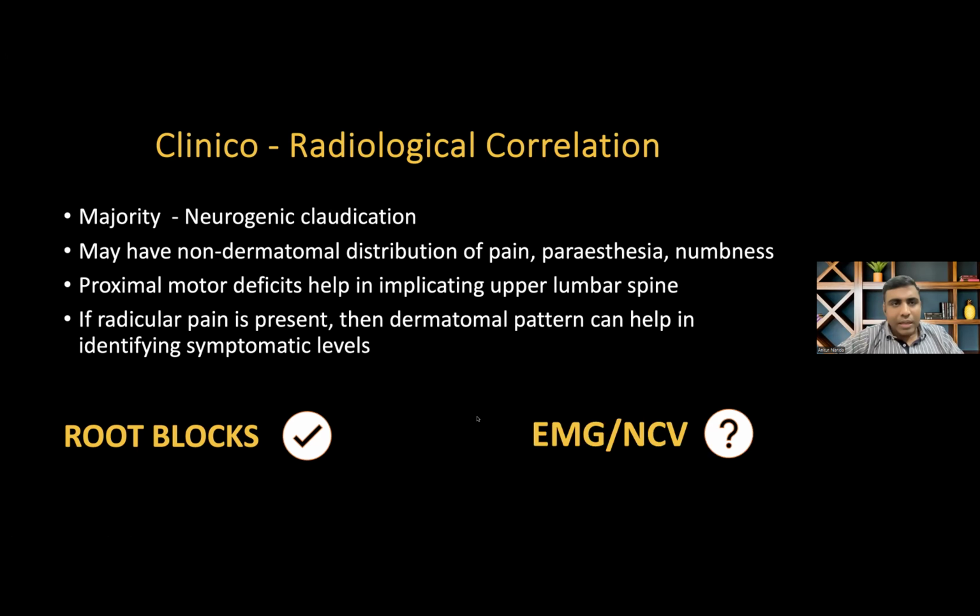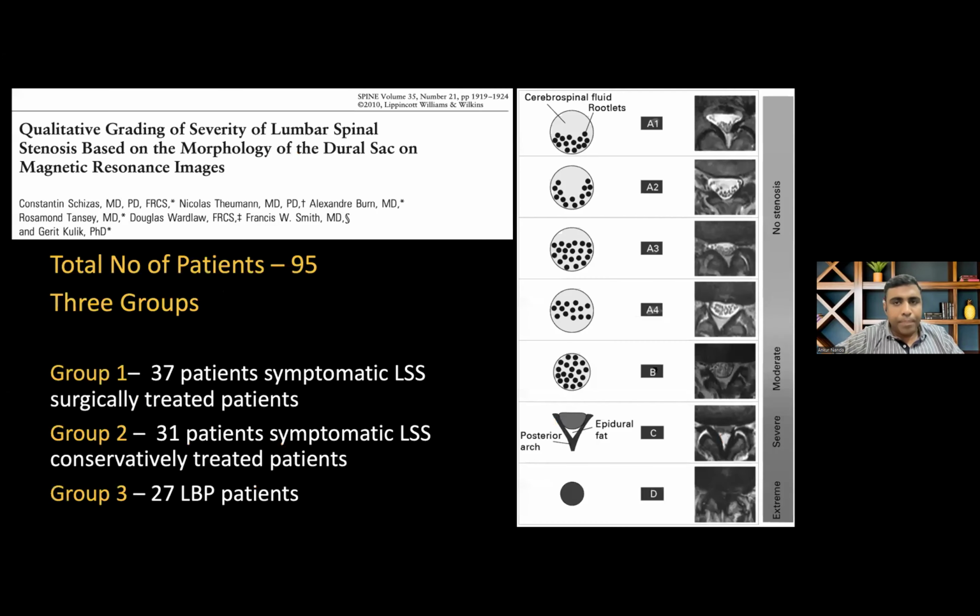To some extent, EMG NCVs can help, but it's really controversial, because the majority of the times when we do NCVs, 80% of the times the report will be motor and sensory polyradiculopathy, and that makes no sense. So in such a scenario, I think relying on NCV may not be a great idea.